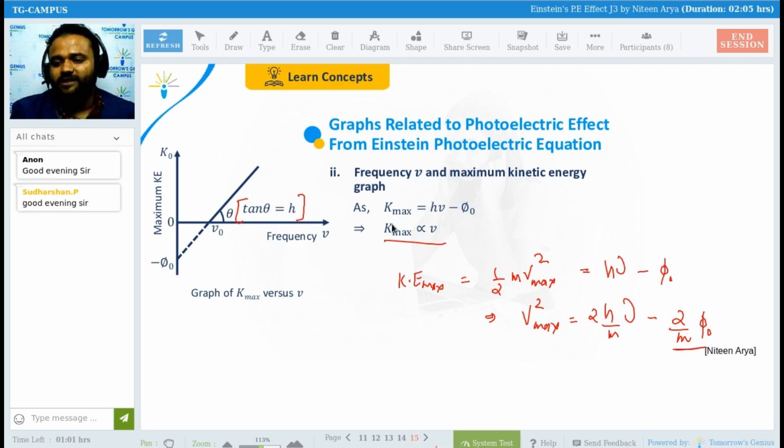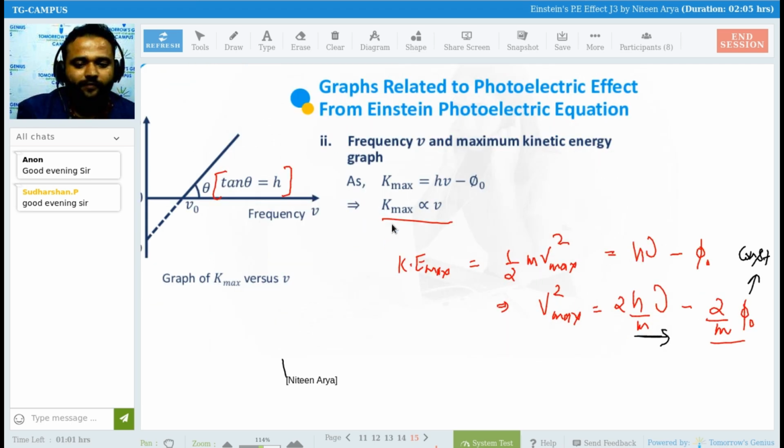Clear? So I'm not interested in this term because I'm not varying it. It is a constant, material dependent. Once I fix the mass, it is going to be constant. For the varying part, v square max is also directly proportional to the frequency.